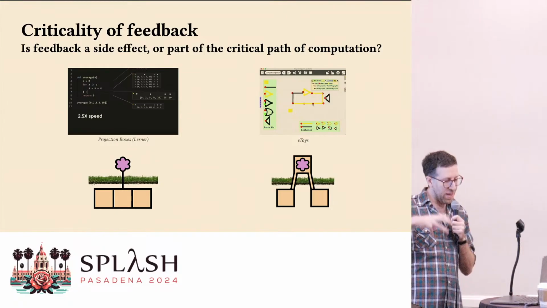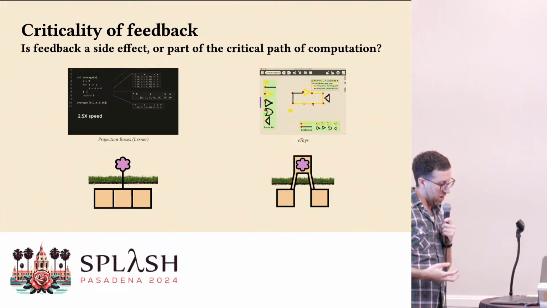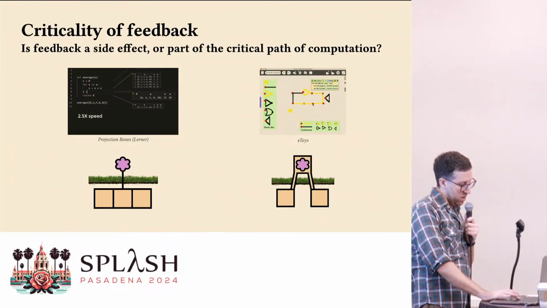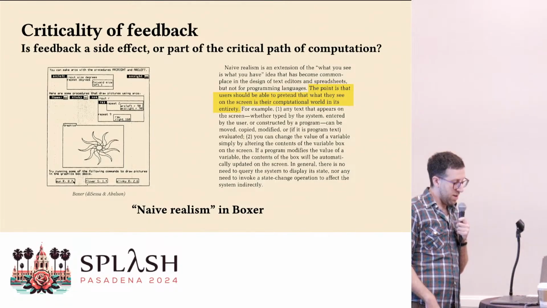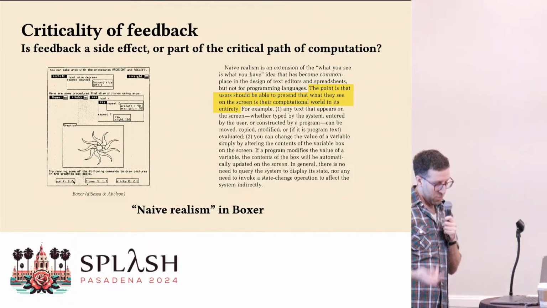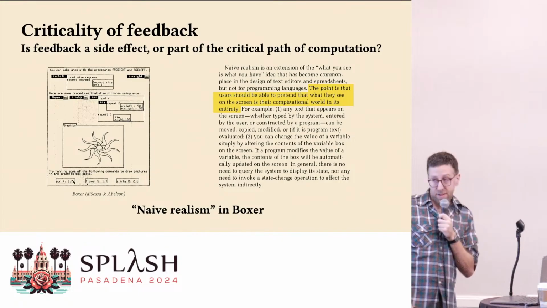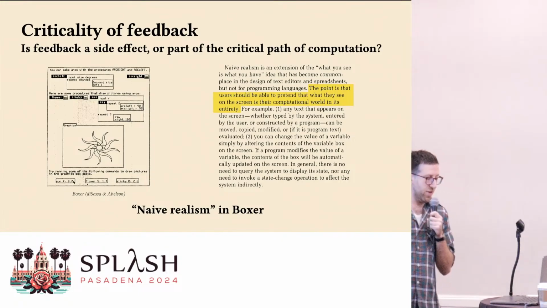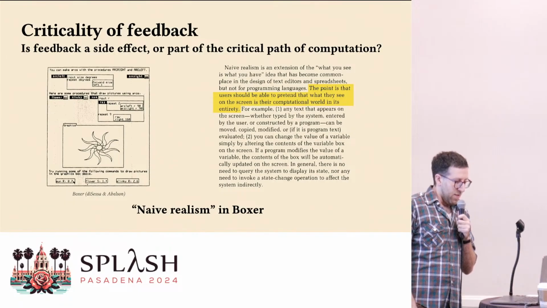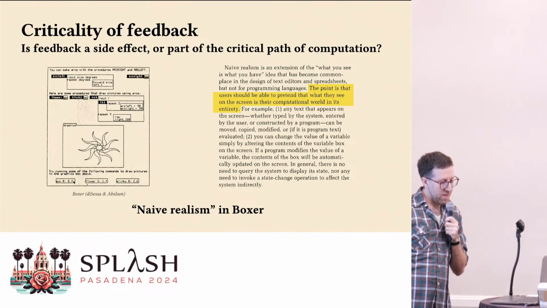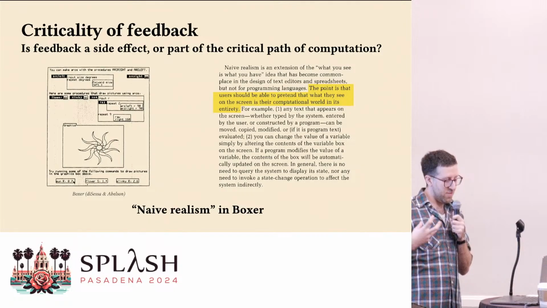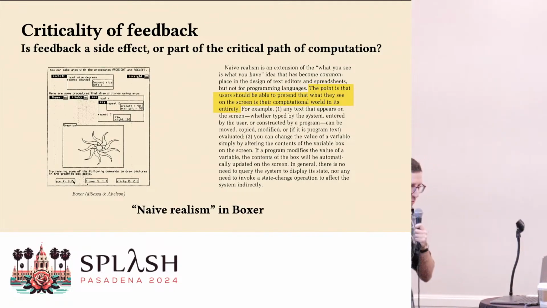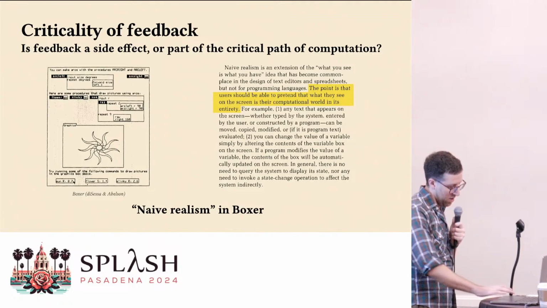The program is looking at and working with the same things that you are as a human. So you're not a second-class citizen anymore. And I think this concept of criticality is expressed really well by Boxer, which was mentioned earlier, and which I hope some of you know. Boxer is explicitly based on this principle that its creators call naive realism. They say that this means that users should be able to pretend that what they see on the screen is their computational world in its entirety. So I think this naive realism is sort of criticality taken to its full limit, where the entire computational world is pulled up above ground.